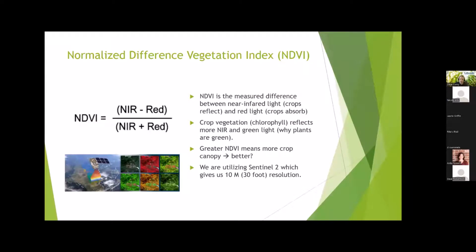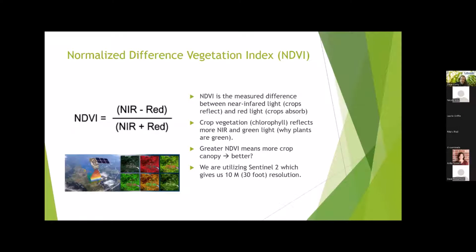For imagery, like everyone in the industry, we're using the normalized difference vegetation index, NDVI. That NDVI is the measured difference between near infrared light, which the crop reflects, and red light, which the crop absorbs. Crop vegetation, which is high in chlorophyll, generally reflects more NIR and green light, and that's why we see plants as green. So having a greater NDVI means more crop canopy and potentially better yield. So it's a better zone that can be managed differently.